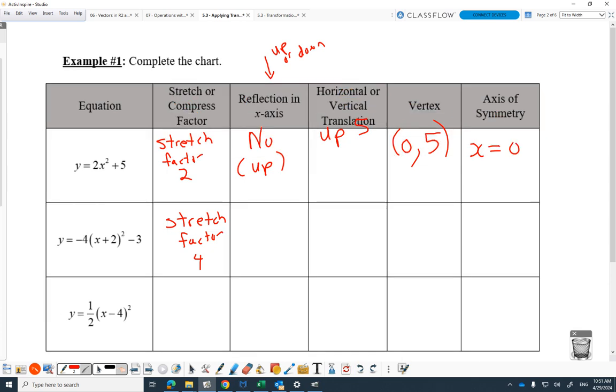Was there a reflection in the x-axis? Yeah, it got flipped to down. That's what that is trying to say. But I'll put this word on there just in case you're like, well, why are you saying it like that? Reflection in the x-axis. Well, that's just a fancy way of saying opening up versus opening down. Okay.